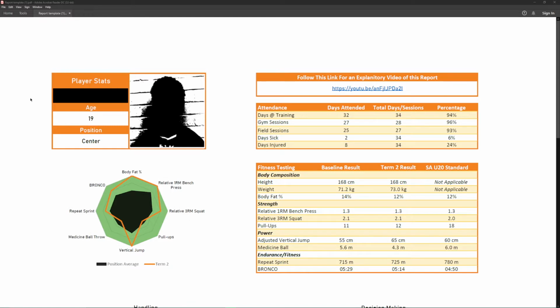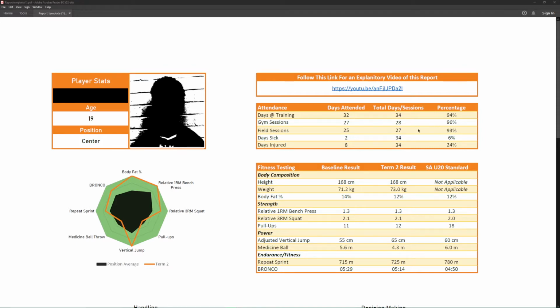Again, starting off the bat, we've got our player's profile picture at the top, their age and their position. We then have the attendance, and as described in the term 1 report, this is the days attended, the total possible sessions that they could have attended, and the percentage. So in this example, the player attended 94% of the training days.